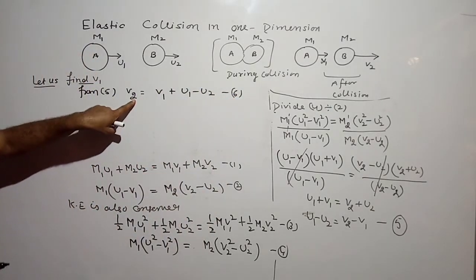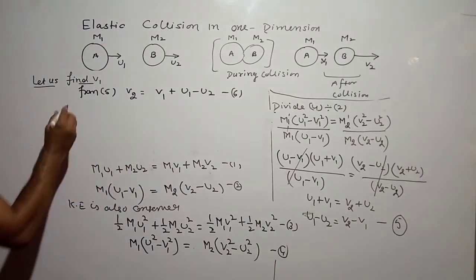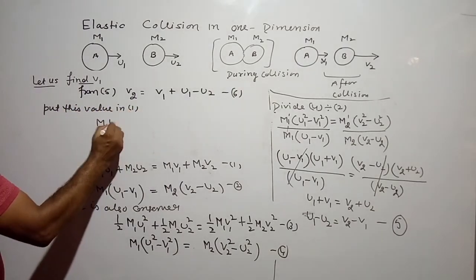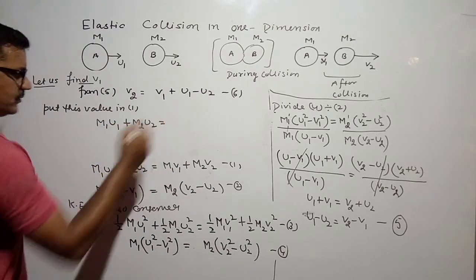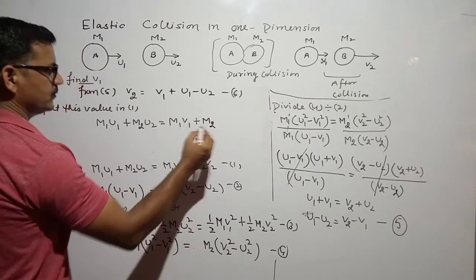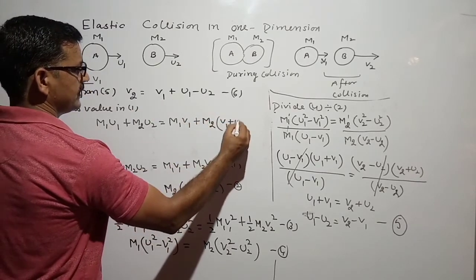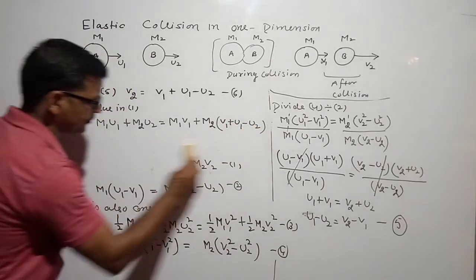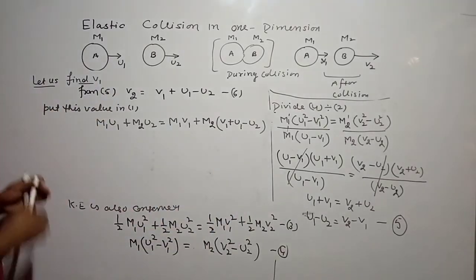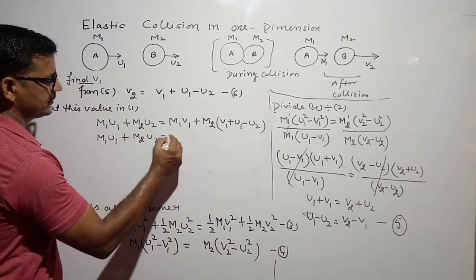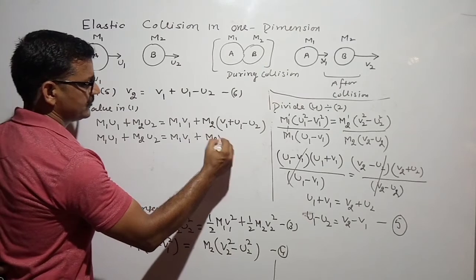Put this value of v2 in equation number 1. So what will we get? m1 u1 plus m2 u2 equal to m1 v1 plus m2 v2, and v2 is v1 plus u1 minus u2. So now we have to solve it. So m1 u1 plus m2 u2 equal to m1 v1 plus m2 v1.